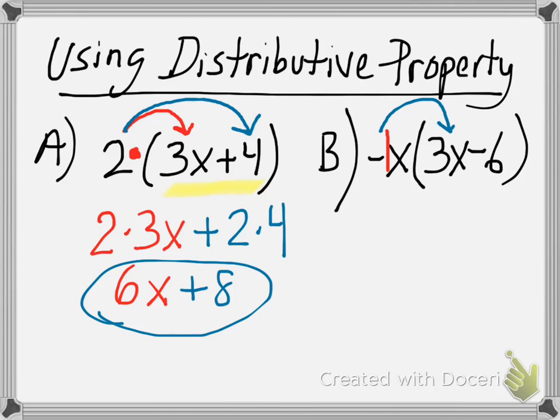So negative 1x times 3x. So I know that's going to make negative 3x squared. I then have negative 1x times, you can either say minus times 6, you can subtract it and then multiply it by 6, or you can think of that as a negative 6. I'll show you both ways.